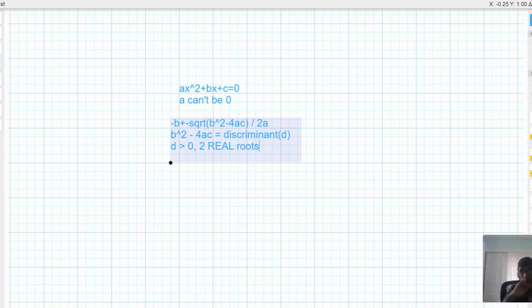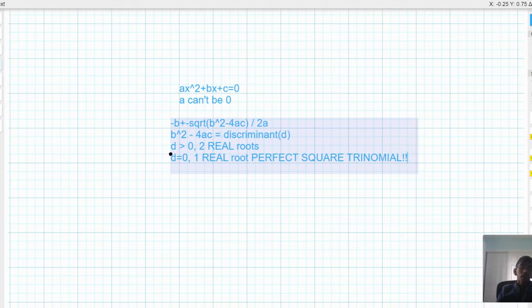Because there are two square roots of a positive number: a positive square root and a negative square root. However, if d equals 0, then there is one real root. There's supposed to be two roots, but it's repeated. This only happens when the quadratic is a perfect square trinomial, because remember, for a perfect square trinomial, b squared minus 4ac is equal to 0.